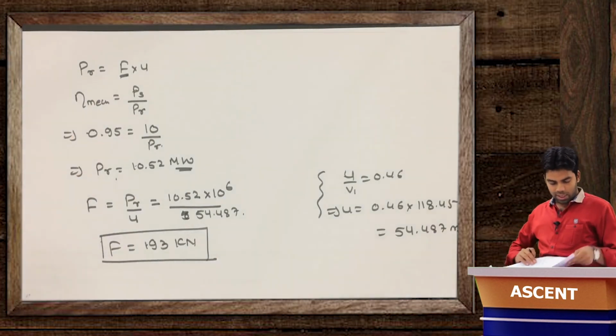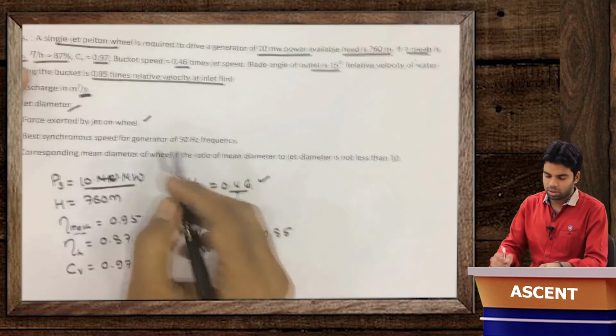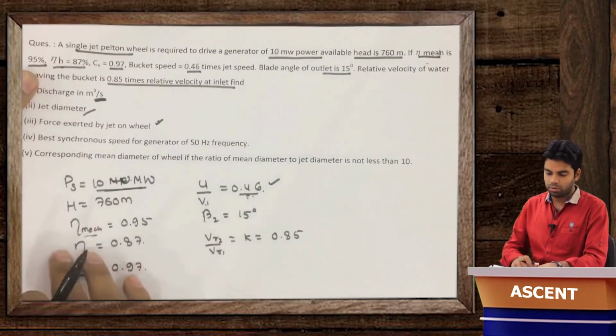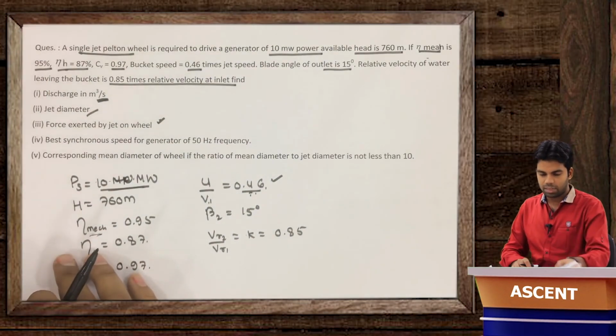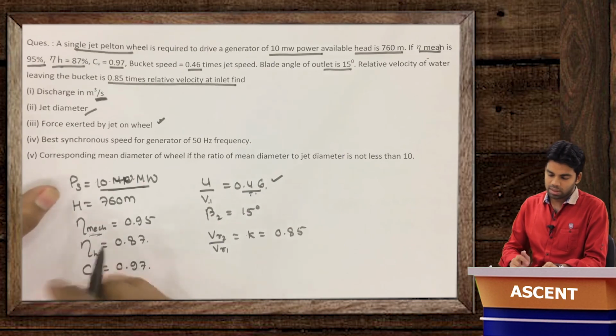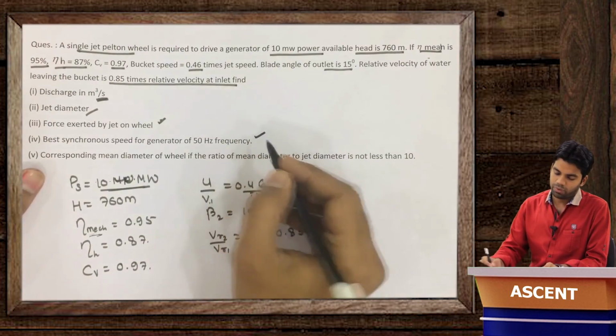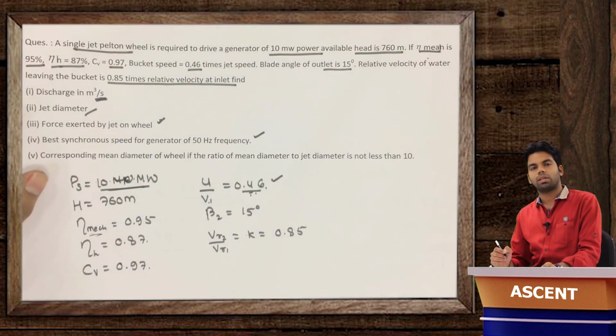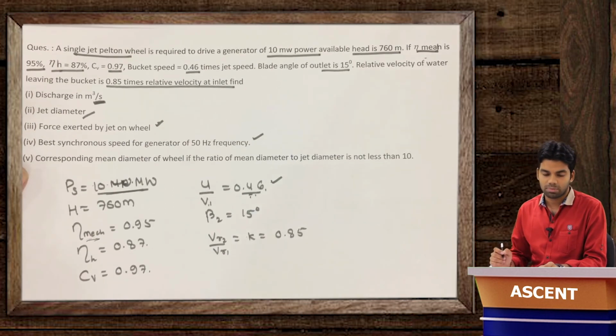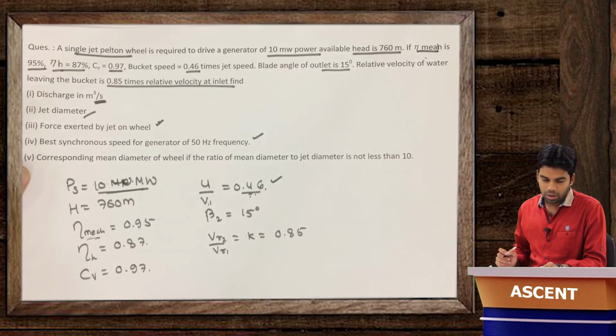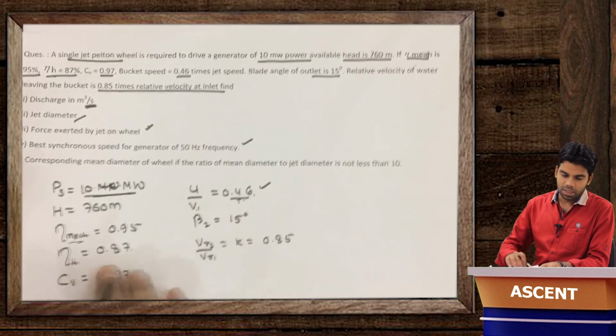So the third part is over: the force exerted by the jet on the wheel. Next part, the best synchronous speed for the generator of 50 hertz frequency. We have to determine the best synchronous speed of the generator. So how can you determine this best synchronous speed?